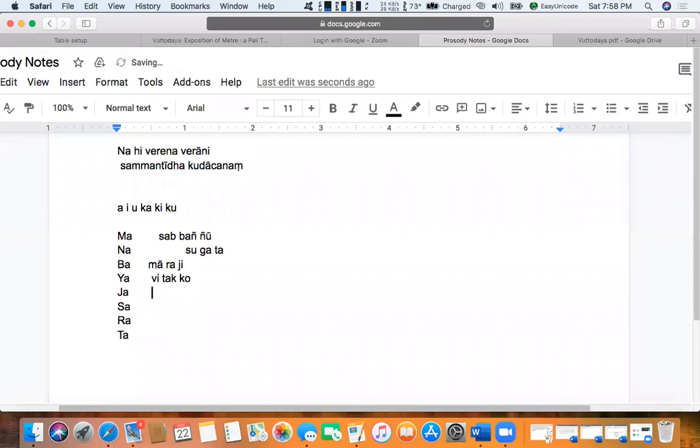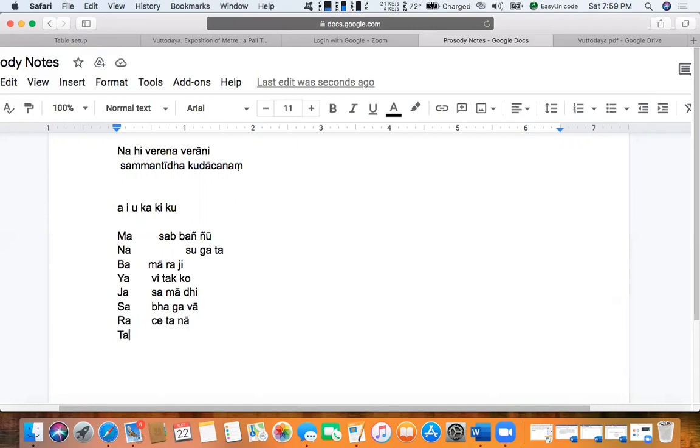In jagana, the middle one is heavy, like in samadhi. You see, the middle syllable is heavy and the other two are light. In sagana, the ending syllable is heavy, like in bhagava. See, in bhagava the ending syllable is heavy, it is sagana. In ragana, the first and last syllables are heavy. For example, chetana. You see, the first one is heavy, the last one is heavy, the middle one is light.